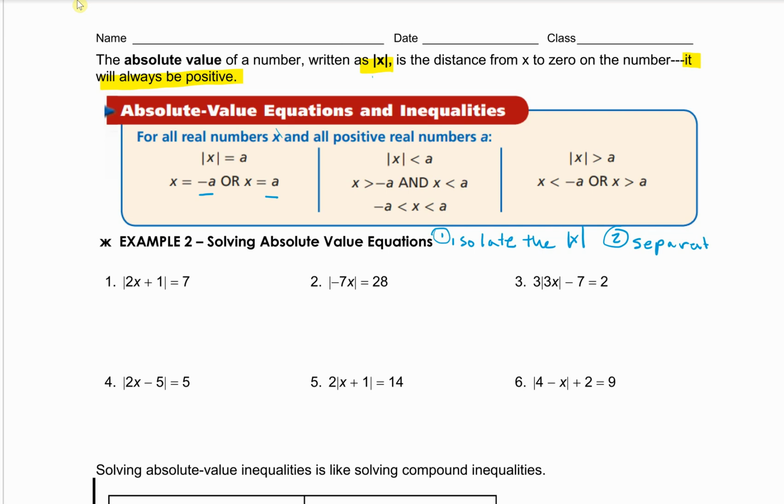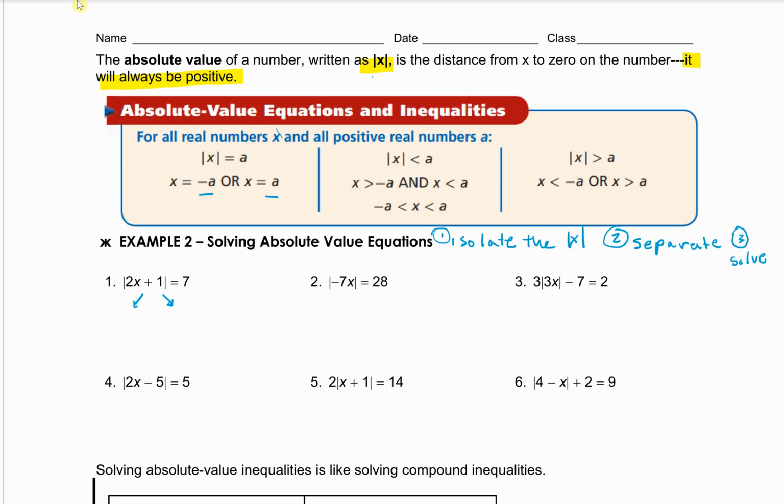Separate, and then step three is solve. So it's a three-step process. Isolate, separate, solve. So first thing you got to ask yourself is, is the absolute value by itself? Is it isolated? And in this case, yes, it is. So my next step is going to be to separate it into two parts.